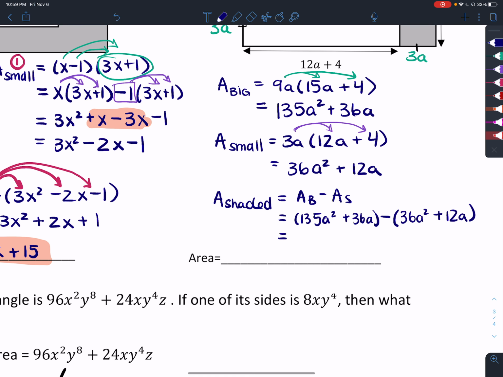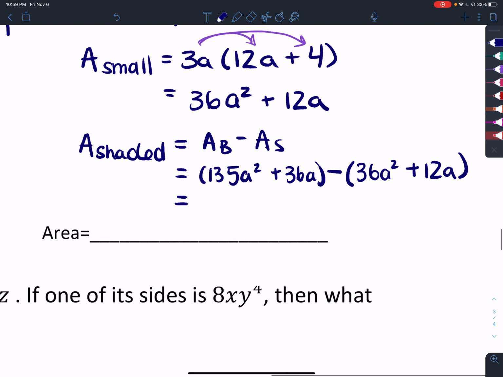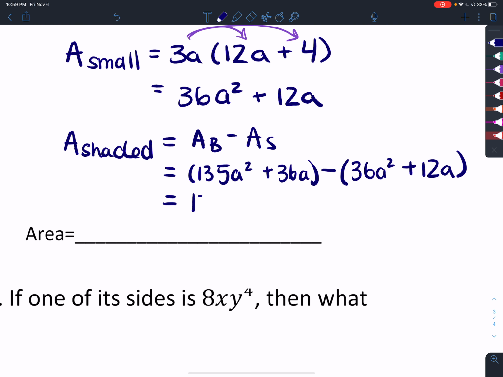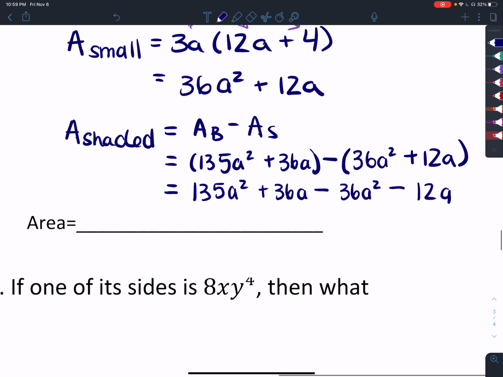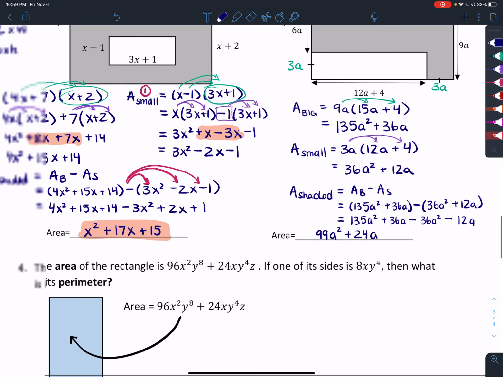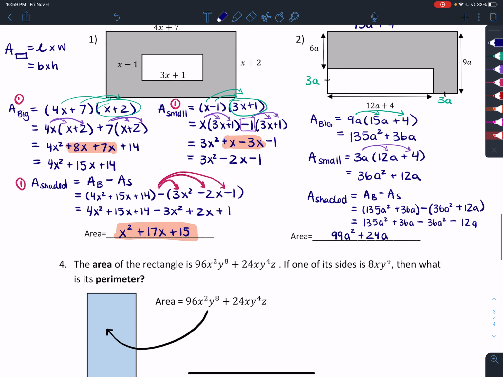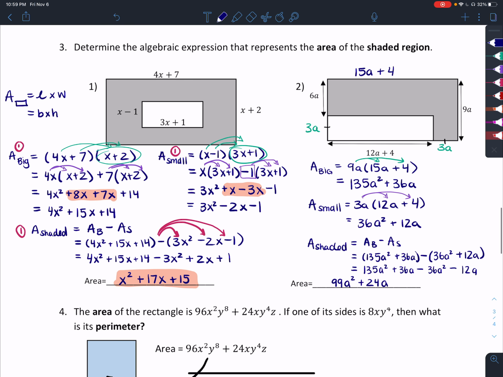So when we rewrite this, I'm just going to zoom in a little. We get 135a squared plus 36a minus 36a squared minus 12a. And our final answer ends up being 99a squared plus 24a. Okay, so that was question 3.2.